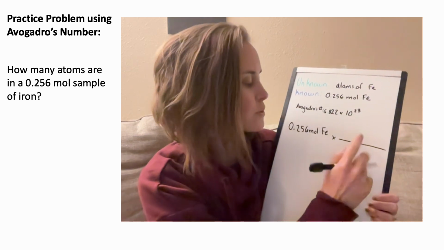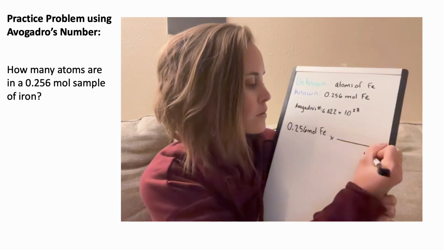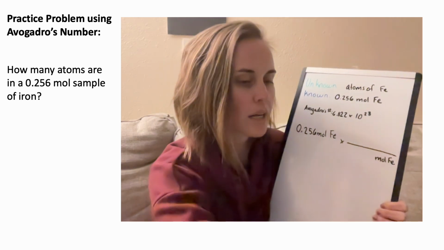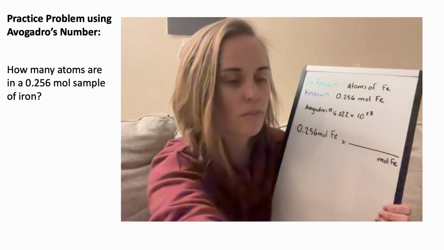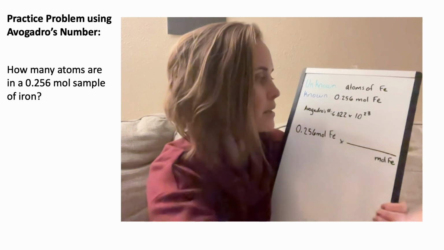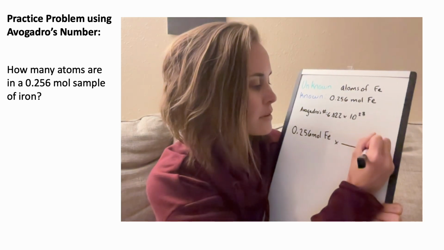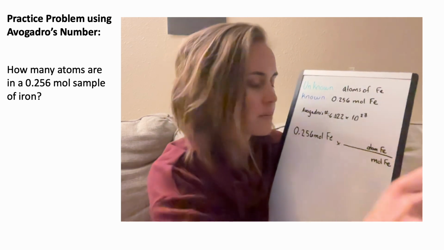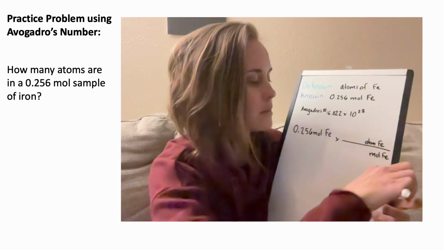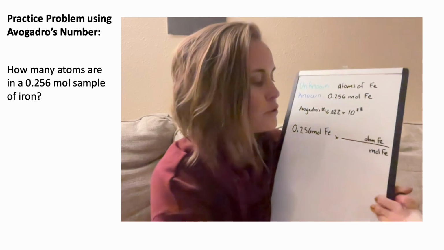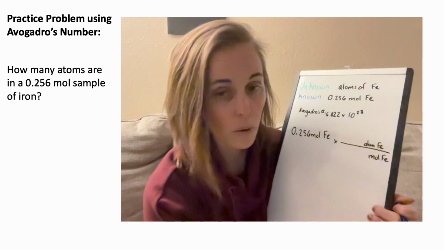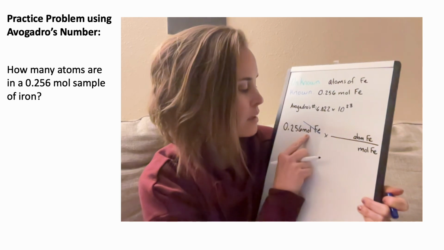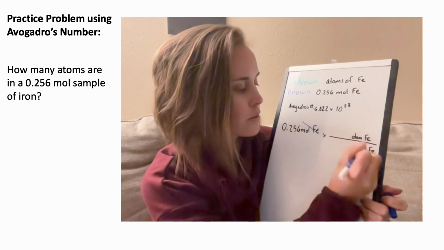So that means we need to write mole of Fe on the bottom. And why I know I need to write mole of Fe on the bottom and atoms of Fe on the top is because you do not want to report this answer in moles. You want to report it in atoms. So your top unit is going to cancel out with your bottom unit.